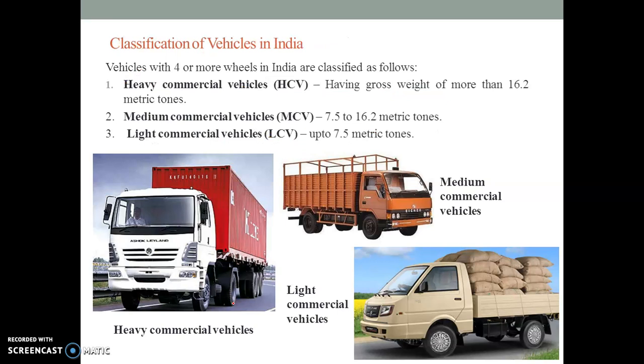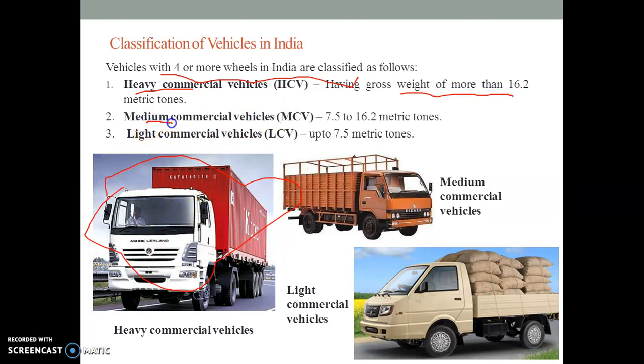Then these are some of the vehicles in India. Vehicles with four or more wheels in India are classified as follows. Along with that, pictures are also present. First is the heavy commercial vehicle, generally used in logistics and for transportation of heavy materials, having a gross weight of more than 16.2 metric tons.